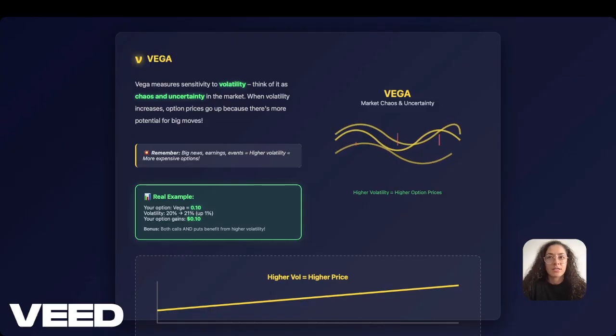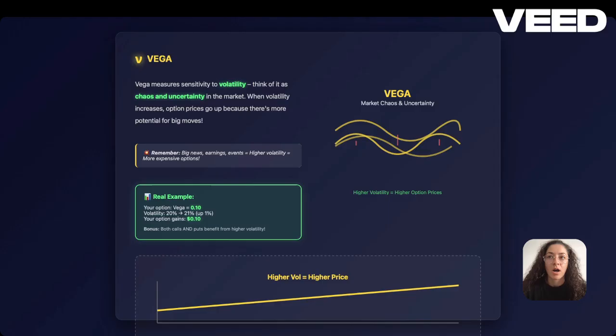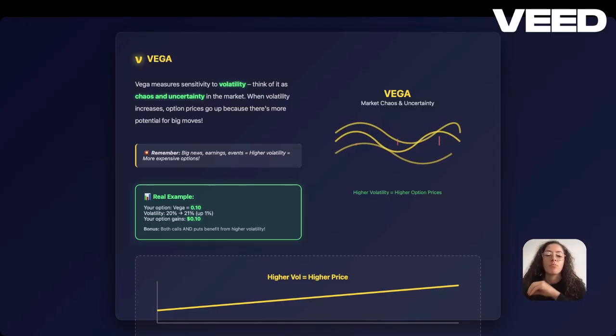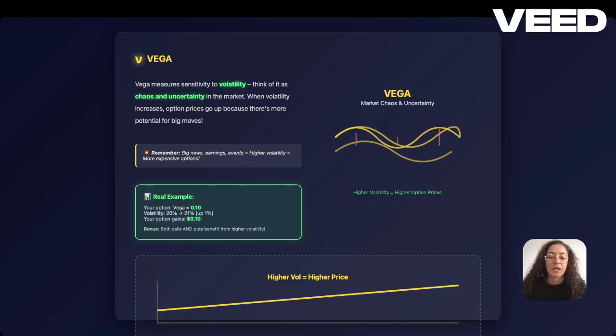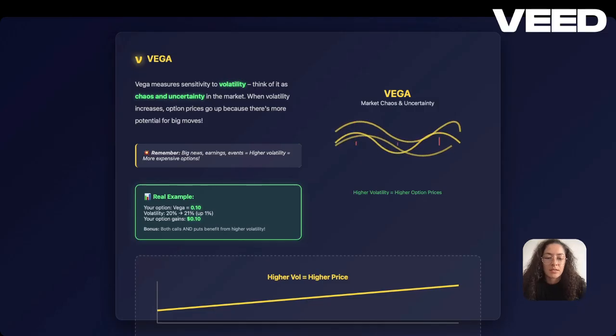Vega instead measures the volatility. So you need to think about chaos, uncertainty. When the volatility increases, the option prices go up. So if there are big news, earnings, an event, moving towards these events will increase the volatility. So the Vega will increase and the options will be more expensive. So for example, if your option Vega is 10 cents, the volatility goes from 20% to 21%, so 1% up, your option will gain 10 cents.